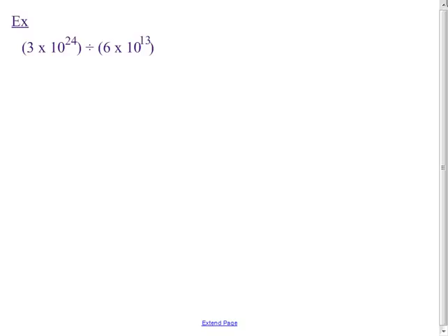We can do the same thing with division. Okay, division works the same way. We have exponent rules that we worked with for division as well. The first thing I'm going to tell you, though, is get rid of the division sign and put it as a fraction. So 3 times 10 to the 24th divided by 6 times 10 to the 13th.